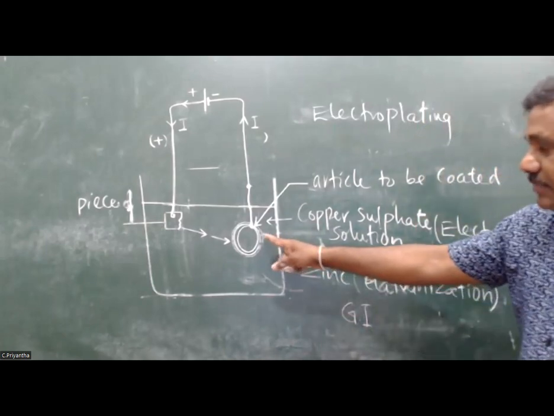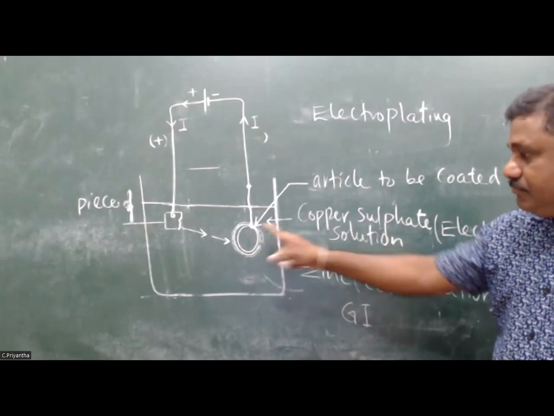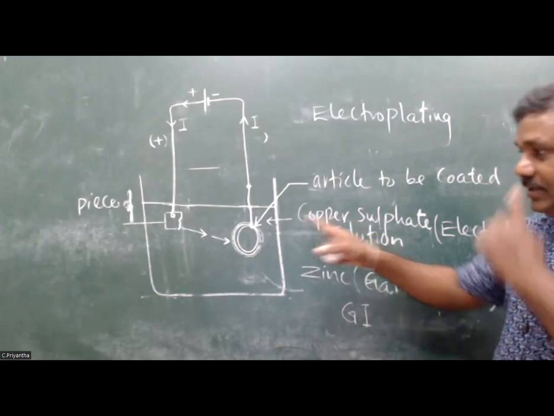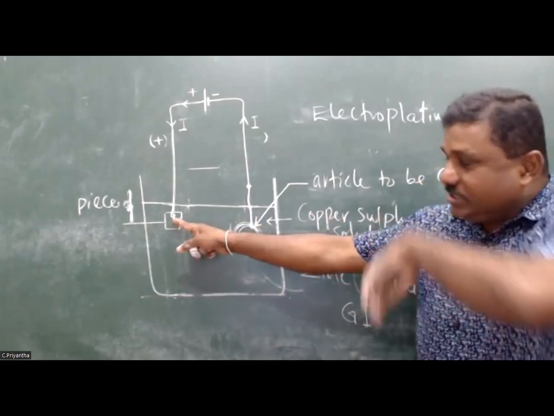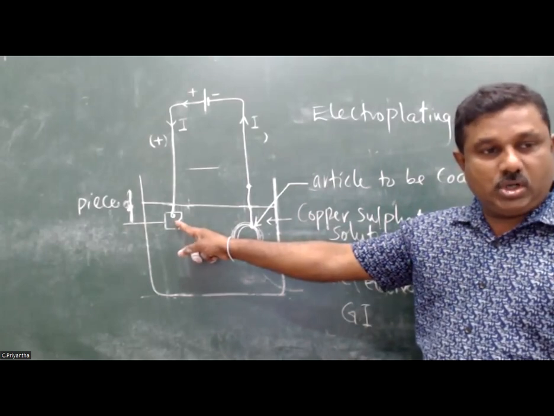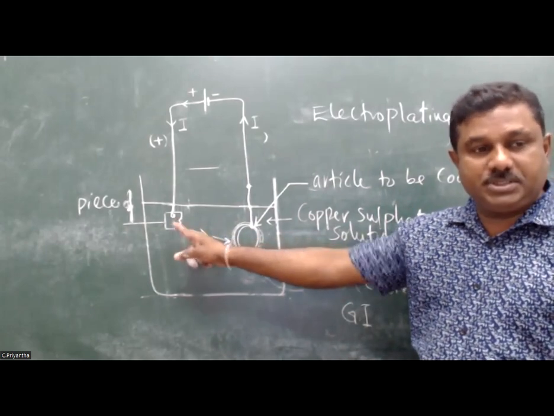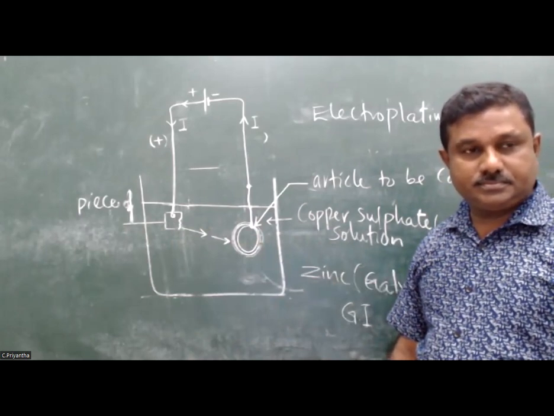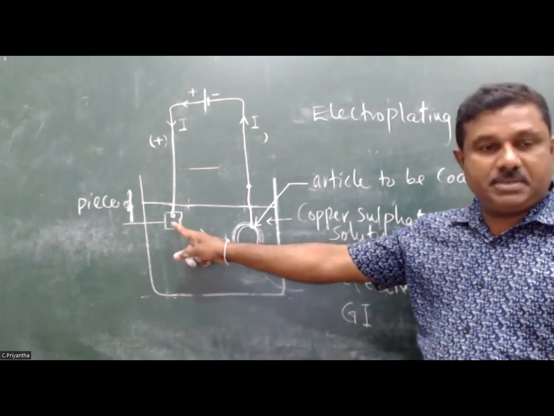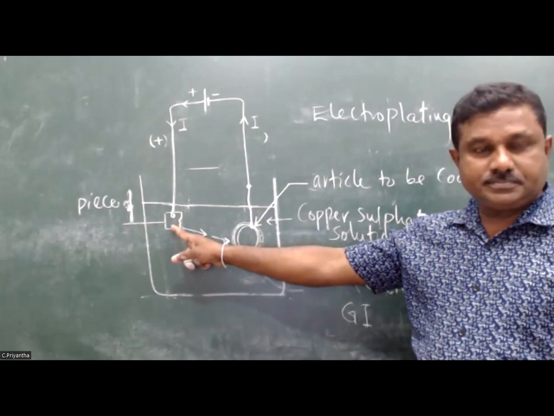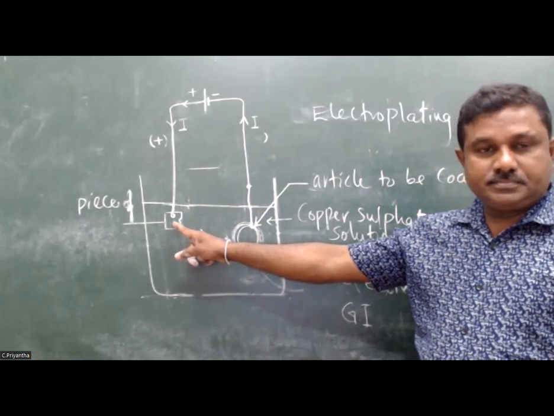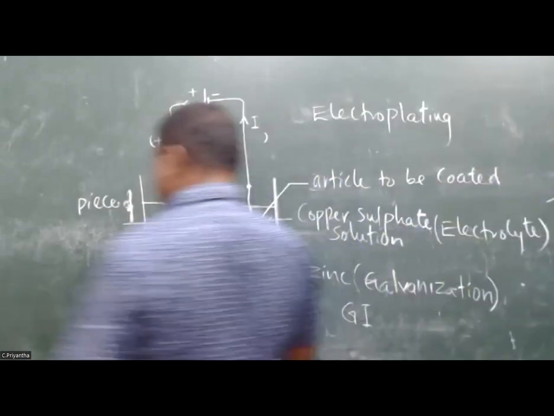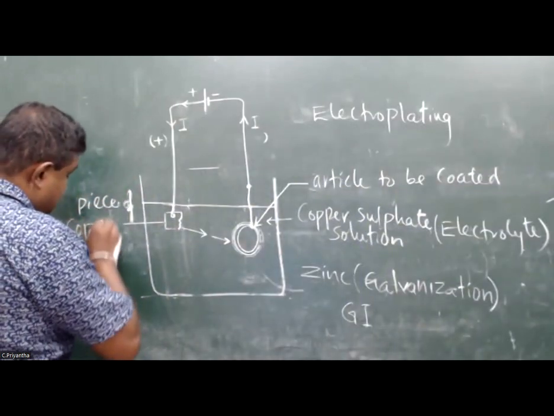Here I'm going to plate this ring with copper metal. So I put a copper solution here. Then what should be the piece of this metal? Gold, iron, copper, or something? What should the metal be here? Yes, copper. It must be copper.